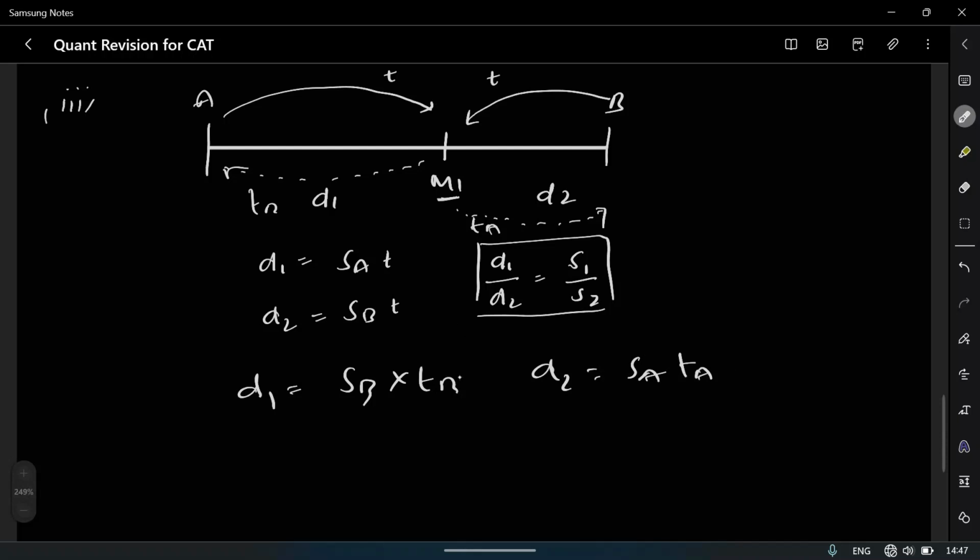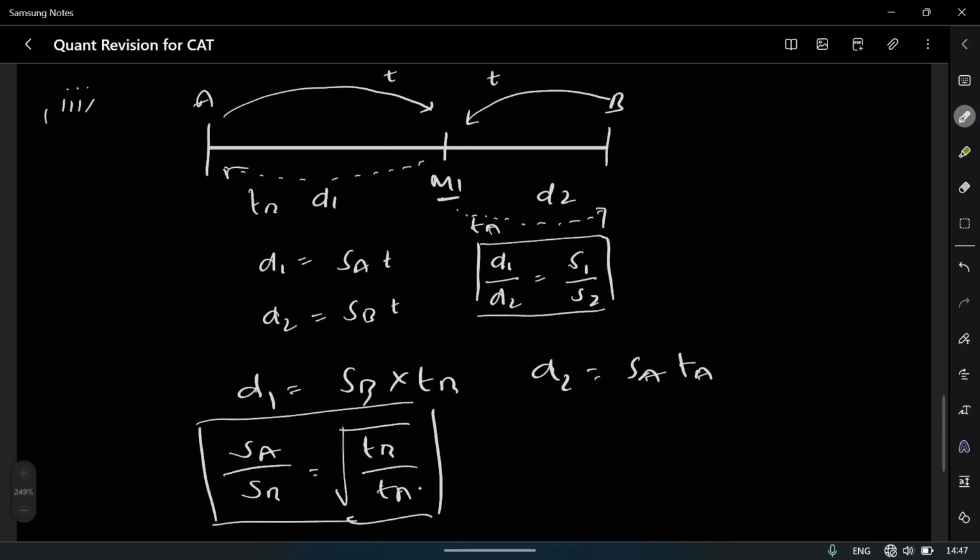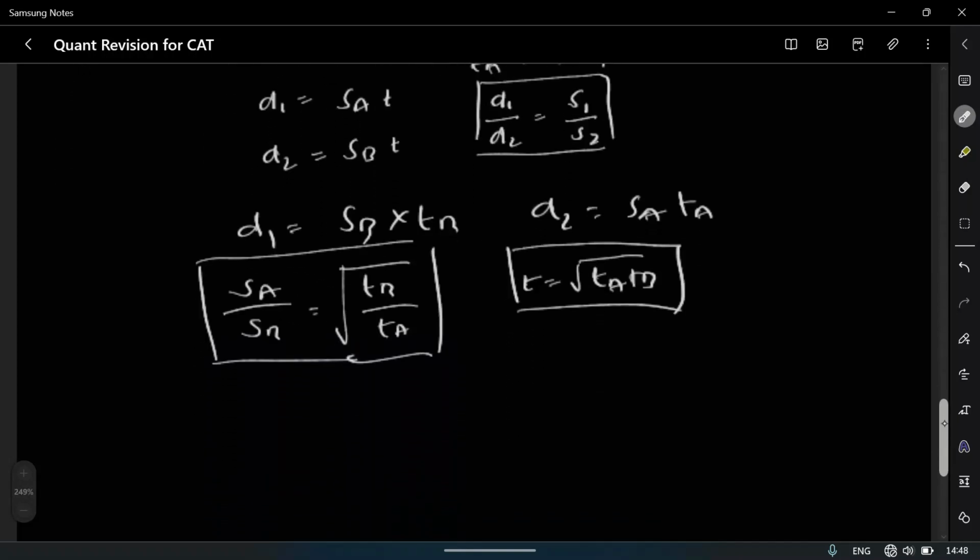By substituting these values here, we get SA by SB equals root of TB by TA. This is one important formula, and T equals root of TA into TB. So this is a good concept which was asked previously during CAT.